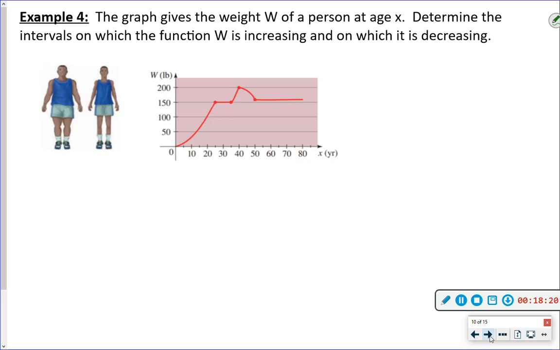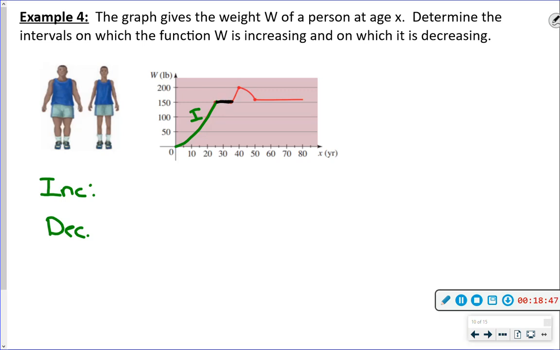Determine the intervals on which the function W is increasing or decreasing. So I just kind of set it up, increasing, decreasing. And then I just follow my graph left to right, and I just label I and D, what's happening. So as I start left to right, rising, so that's increasing. I'm just going to do this piece in black because it flat lines.